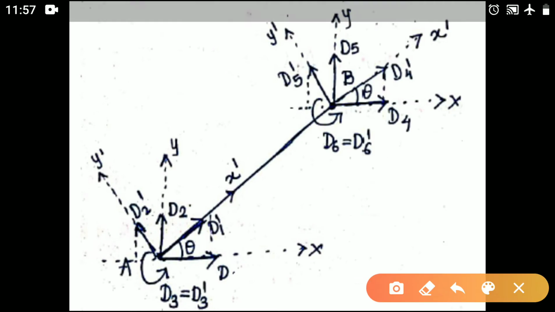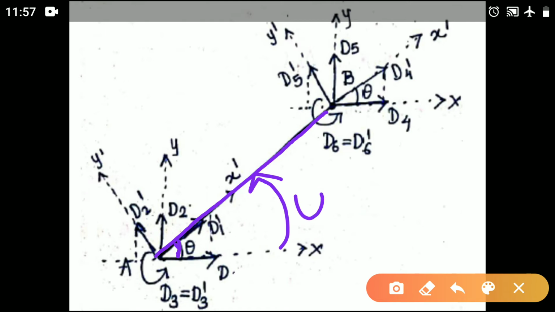Here this is the member AB, which is inclined at this angle theta, and this theta is measured with respect to the positive x-axis in anti-clockwise direction. So this is clear: member AB is drawn at an angle theta. Now we have two axis systems, one local and another global.